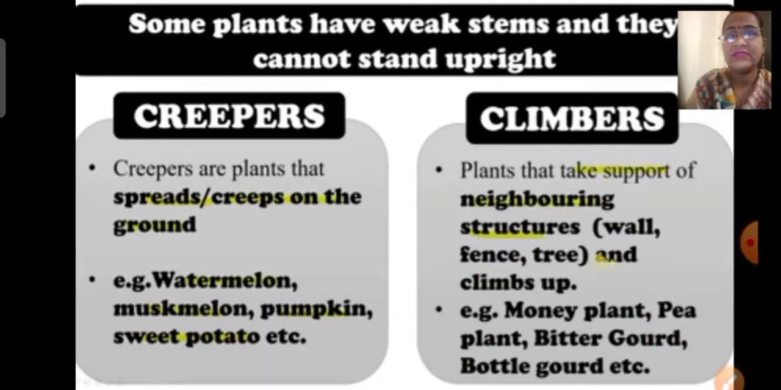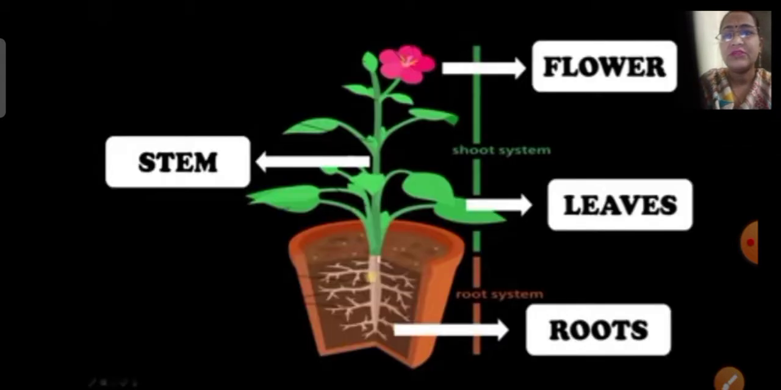Then we have seen there are some plants that have weak stems and they cannot stand upright. We call them creepers and climbers. Creepers are plants that spread or creep on the ground. Examples of creepers are watermelon, muskmelon, pumpkin, sweet potato, etc. Climbers are plants that take support of a neighboring structure, which may be a wall, a fence or a tree, and with its help they climb up. Examples of climbers are money plant, pea plant, bitter gourd, water gourd.